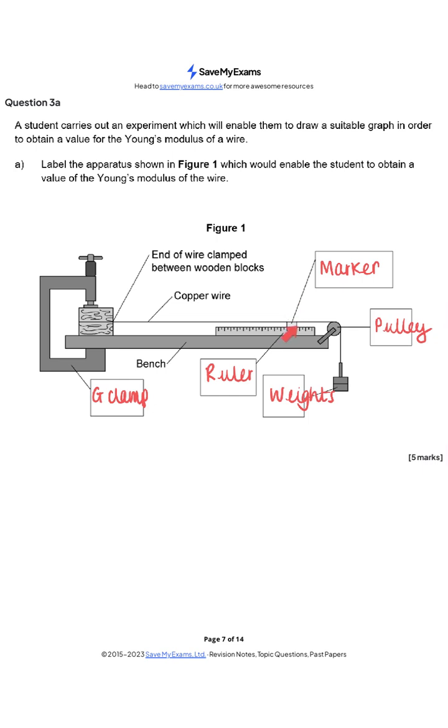We've also got a marker to help us mark the extension. There are two different ways we could calculate extension. One of them uses a marker. We've got a pulley, which our wire goes over, and then we've got some weights to make our wire extend.